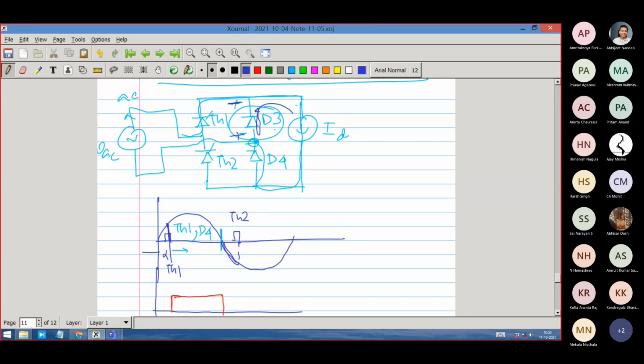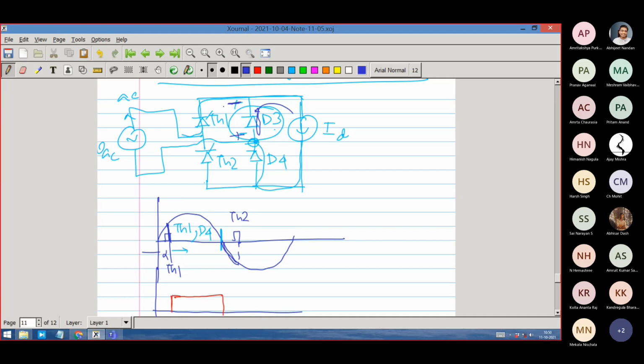It has no compulsion that it has to maintain ID current. Earlier it had the compulsion. It had to maintain the ID current. But the moment the voltage has become negative, D4 is telling it that, okay, D3 can afford to be forward biased. So D3 conducts and that turns off TH1.